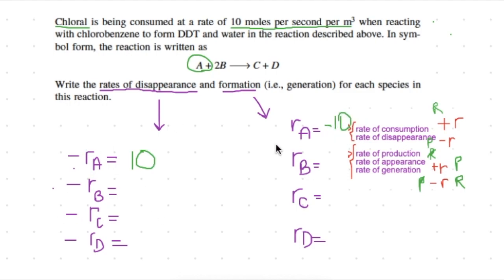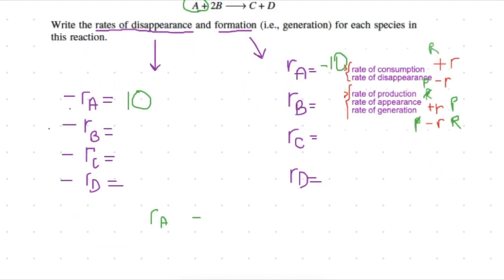Now we need to equate our rates like we did earlier in order to find the rate of B, C, and D. I'm going to set the rates equal to one another like I did earlier and put negatives on our reactants and keep the positives on our products and divide them each by their coefficients.